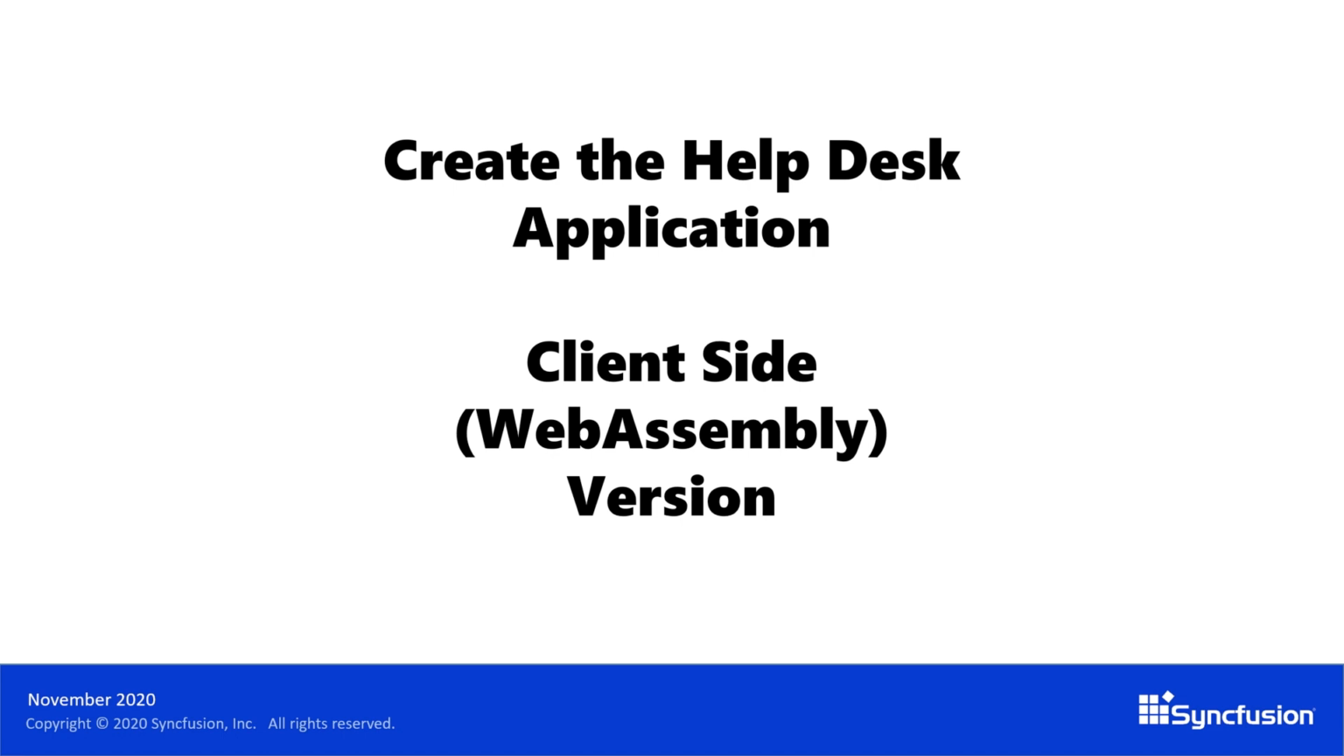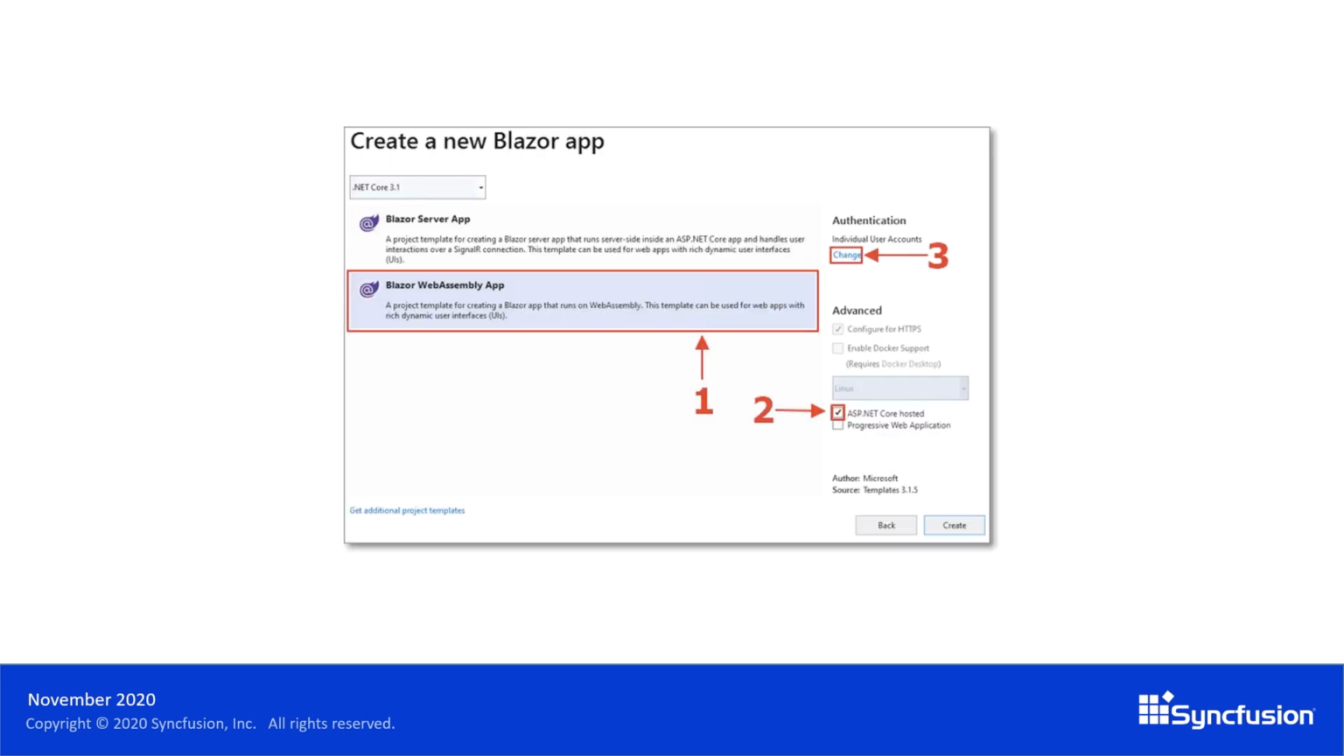Okay, for the remainder of the presentation, I'm going to cover what is different between the client-side WebAssembly version of the application versus the server side. If you want to make a client-side or WebAssembly version of the application, instead of selecting Blazor Server App, you would have selected Blazor WebAssembly App. You will still have gone into authentication to set the authentication like we did for the Blazor server part. But then also notice at the bottom there, you would check the box that says ASP.NET Core Hosted.